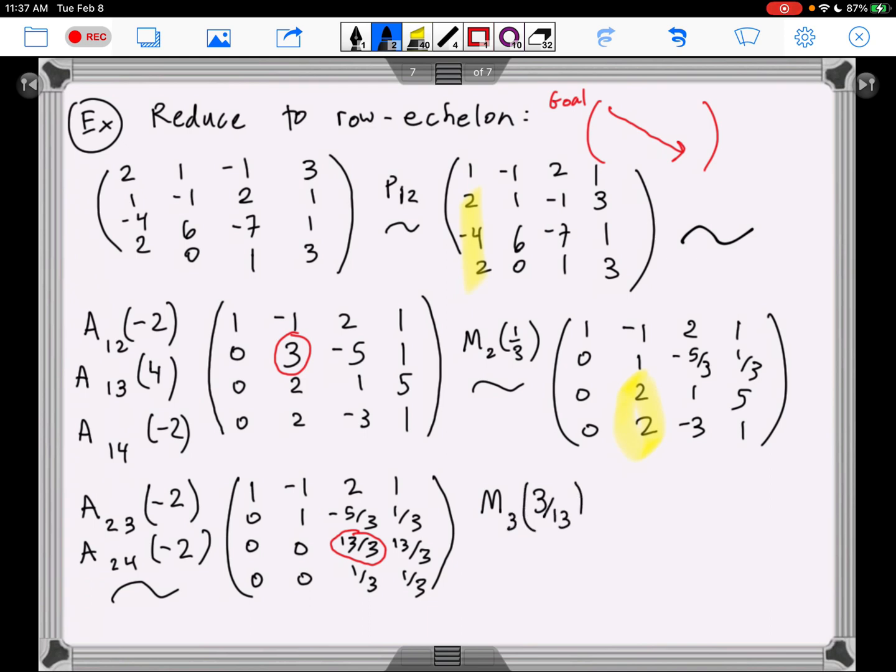Sorry, it should be like this. Multiply row 3 by 3 over 13. So let's just go ahead and do that, okay? If we do that, the first two rows are going to stay the same: 1, -1, 2, 1, 0, 1, -5/3, 1/3, 0, 0. Remember, we're multiplying it by 3 over 13. That gives us a 1. If you multiply the next one by 3 over 13, we also get a 1. And then the last guy stays the same: 0, 0, 1/3, and 1/3.